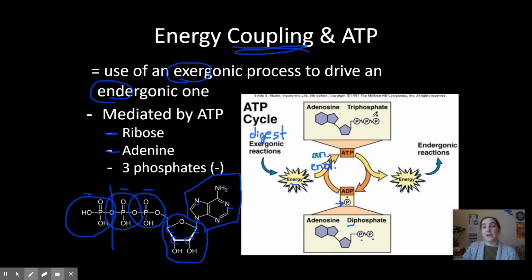So that anabolic endergonic reaction builds ATP, and then that ATP can travel wherever your cell needs it and power lots of different cell processes, because then when we break this last phosphate back off, we're taking a large molecule and breaking it down. So this, going from ATP back to ADP, is a catabolic process that's exergonic. It releases that energy.